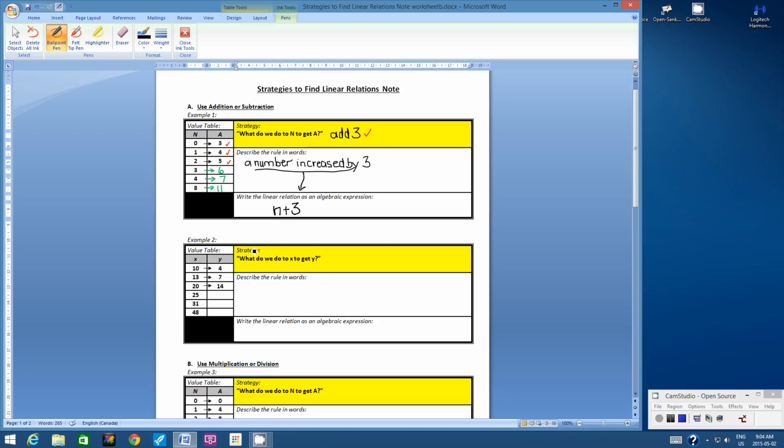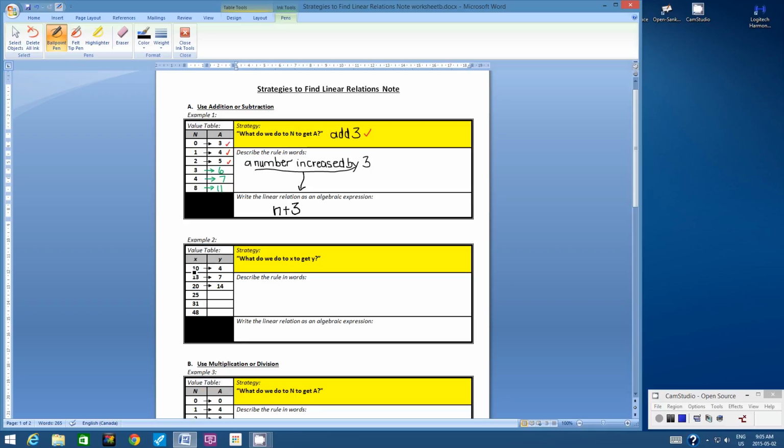So again, we look at the question. The strategy is, what do we do to x to get y? So in this case, you notice that the column headings are now x and y instead of n and a. Now, n and a are kind of the standard column headings for this type of question, but again, we can also use x and y because this is going to be important when we get to the next step of graphing these relations. Okay, so let's look at an x value.